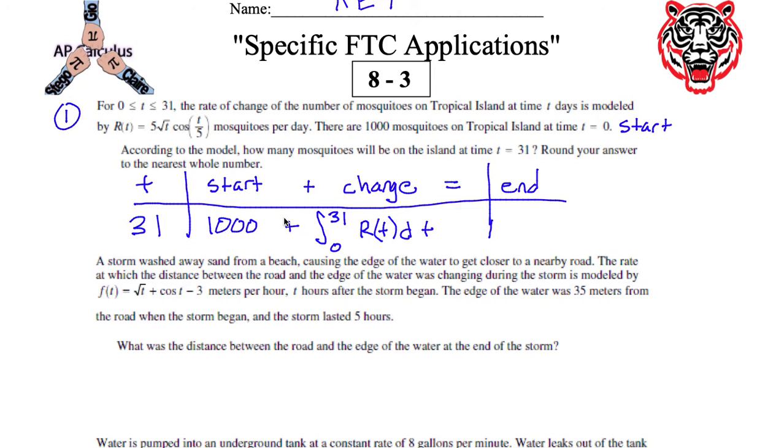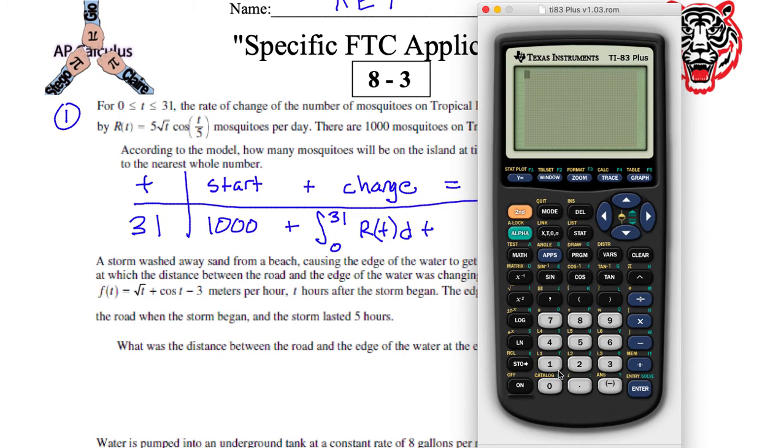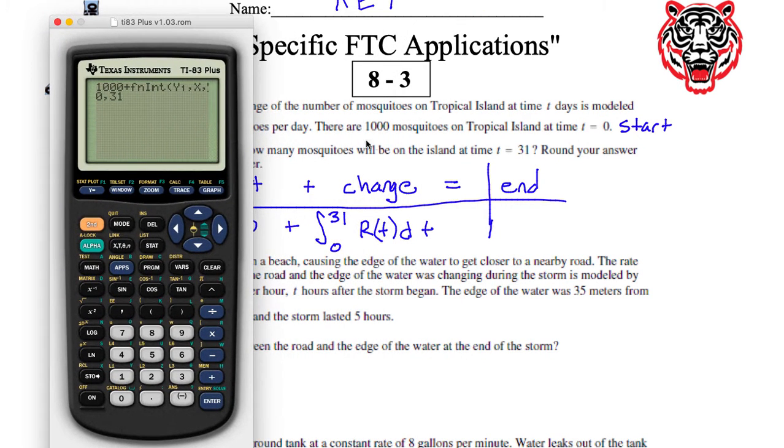So I just type this into my calculator. I take 1,000, and I'm going to add math 9, the integral of y1, var's right, enter, y1 with respect to x from 0 to 31, and I get an answer.